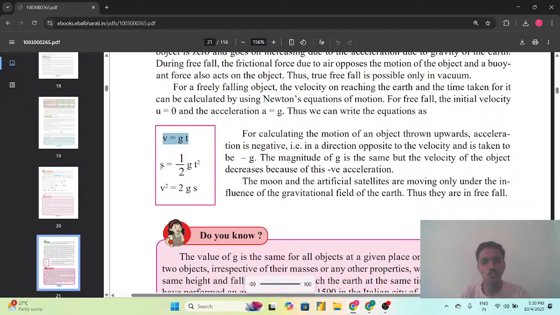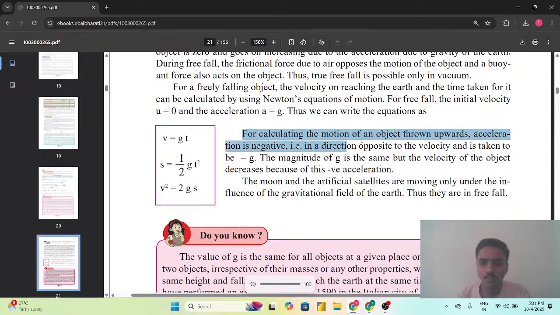Second equation of Newton's second law of motion states that S is equals to ut plus half gt square. As u is 0, the product ut will be 0, and S is equals to half gt square will remain. So we are having S is equals to half gt square as the second equation for the free fall. And third equation, v square is equals to u square plus 2as. So v square is equals to 2gs as initial velocity is 0.